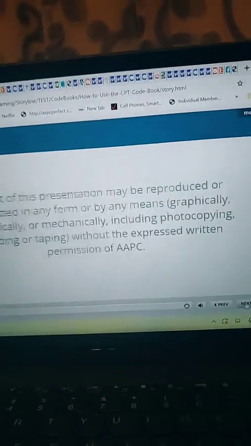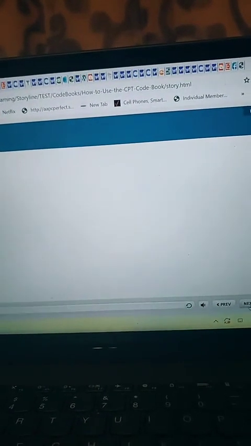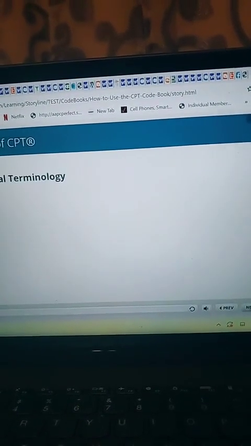Understanding of how to use the book. It says I can't share CPT's, this with you.